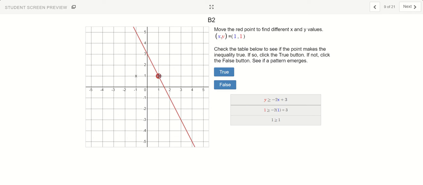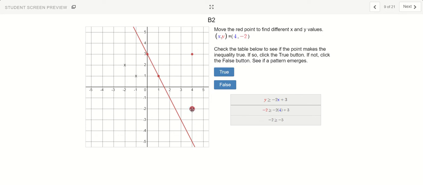And if you kept trying different points, let's try a number over here. Let's try 4, 3. If I plug in 4 and plug in 3, those cancel out. Negative 8 plus 3 is negative 5. And 3 is definitely bigger than negative 5. That's a true statement. So if I kept trying numbers, that's false. This is true. Down here is true.